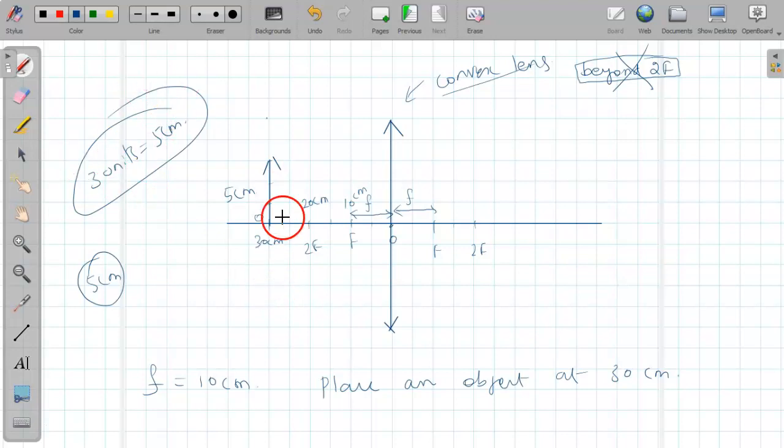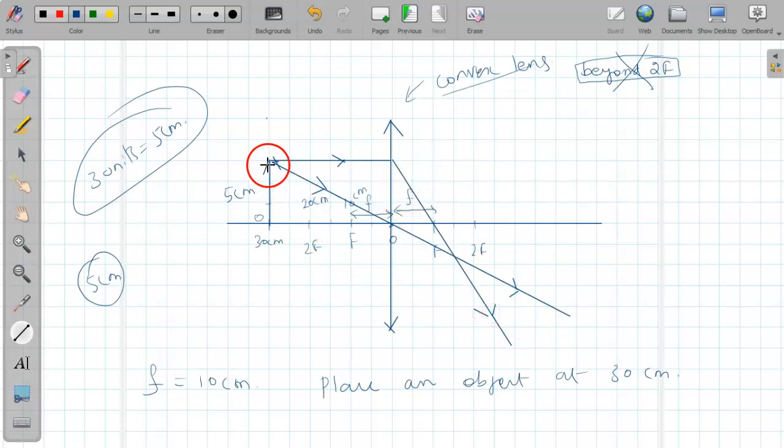What is the first step? First step, draw the line which is passing through the optic center, and don't forget to draw the arrow mark. And second case, the beam parallel to the principal axis should pass through the principal focus, and draw the arrow mark. And then third case, the incoming light ray should pass through the principal focus, and on the other side it will be parallel to the principal axis.